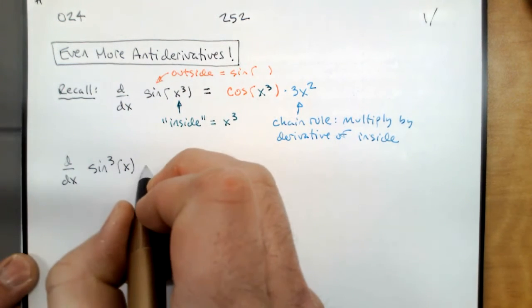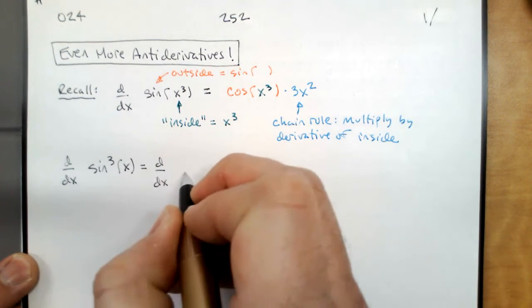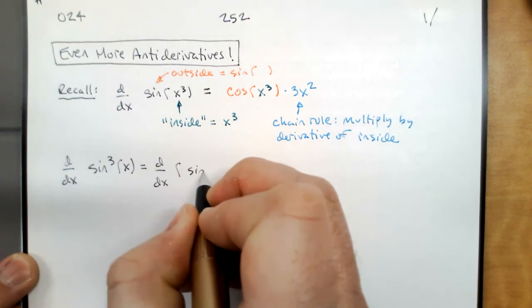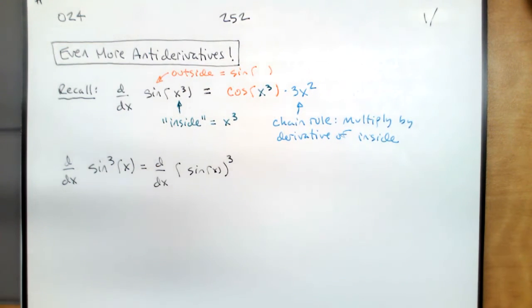So we're really looking to take the derivative of sine of x, cubed. That's what we mean when we say sine cubed x. This is just one of those strange ways we write things. We happen to write the powers of sine in this weird way. It's specifically so we don't have to write all these parentheses all the time.